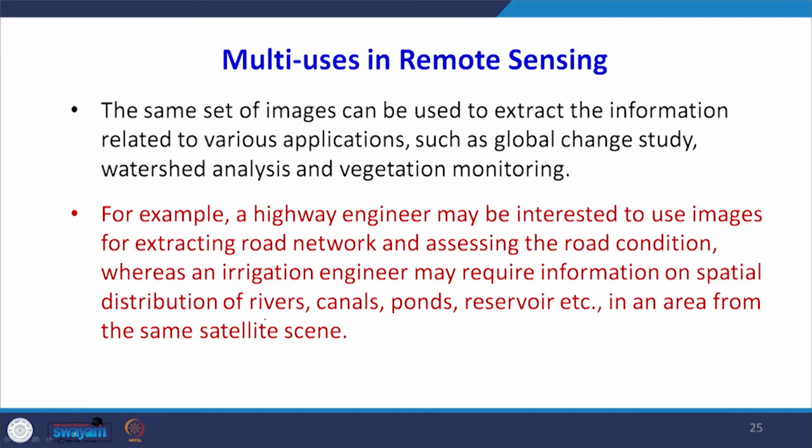The next is the multi-uses in remote sensing. So, one set of satellite data could be used for different kinds of work. Somebody can use it for watershed analysis, another person can use it for vegetation monitoring of the area, and a third expert can use it for global change analysis. So, the same data sets are being used for multiple applications; a highway engineer uses it for other applications.